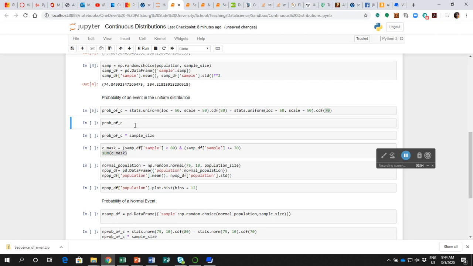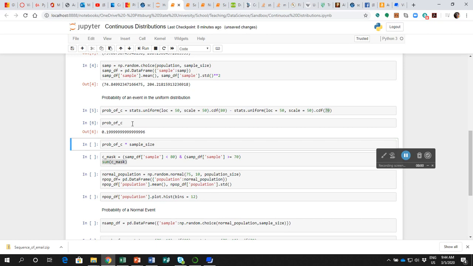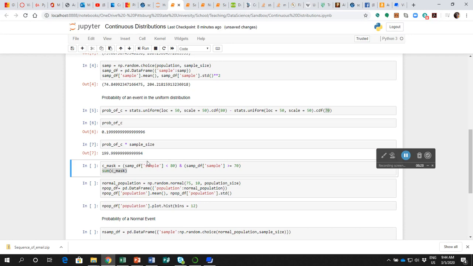Okay, shift enter, and this gives us the probability of getting a C, which looks like 0.2, right? 0.19999. So if I take this probability times my sample size, this is how many in my sample I would expect to get a C. So out of the 1,000, I expect about 20% of them to get a C, and this is about 200.